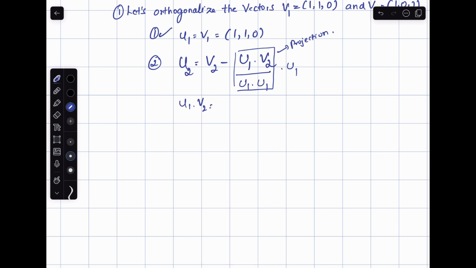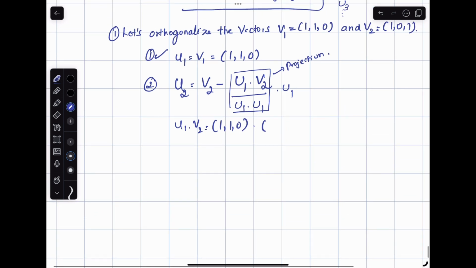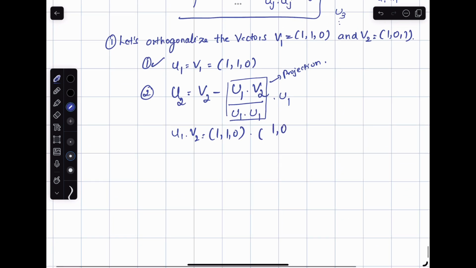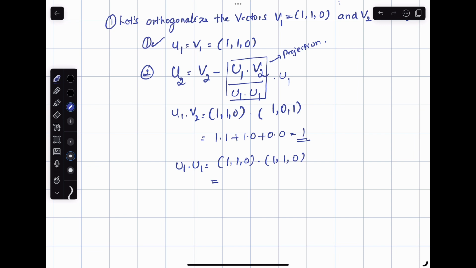So u1 into v2 is what? We are doing the dot product. u1 is 1 comma 1 comma 0 and v2 is 1 comma 0 comma 1. Now let us multiply: 1 into 1 plus 1 into 0 plus 0 into 1. I'm getting the answer as 1. What is u1 into u1? It is 1 comma 1 comma 0 into 1 comma 1 comma 0. 1 into 1 plus 1 into 1 plus 0 into 0. I'm getting the answer as 2.